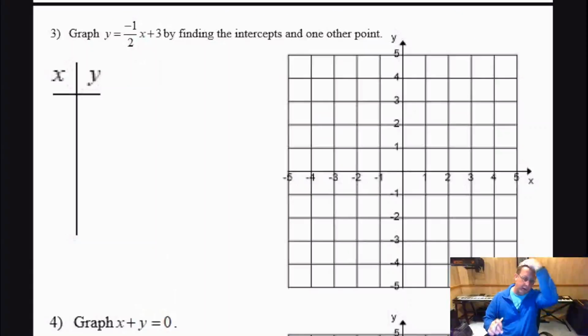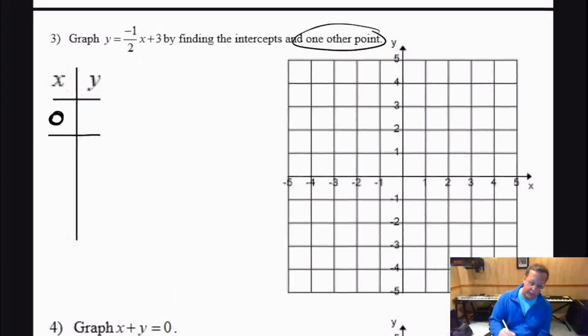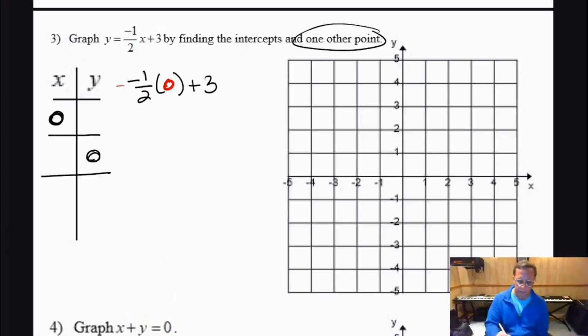All right, so for example number 3 right here, we've got graph y equals -1/2 x plus 3 by finding the intercepts. And it says one other point. So let's find the intercepts first. Let's do 0 here for x and 0 for the y. When we do that, we've got -1/2 times x plus 3, and we're going to use 0 and see how that comes out.